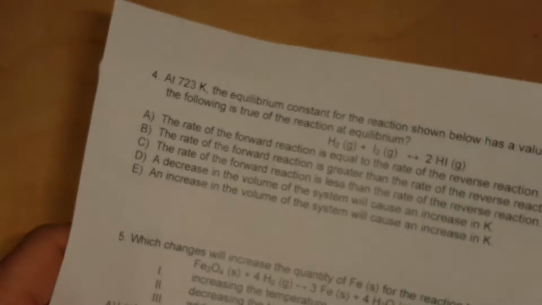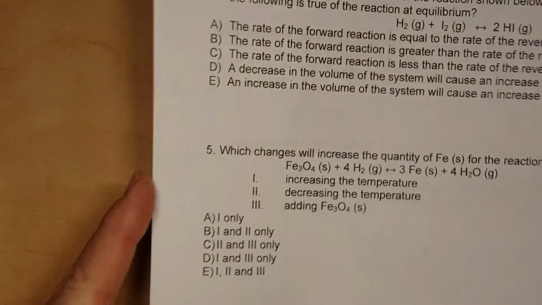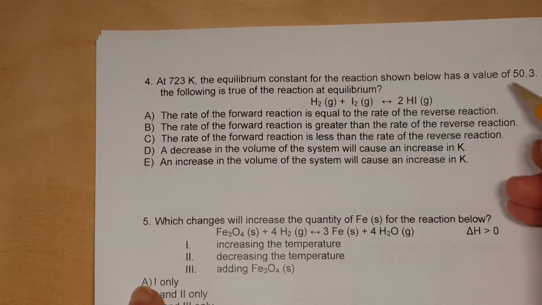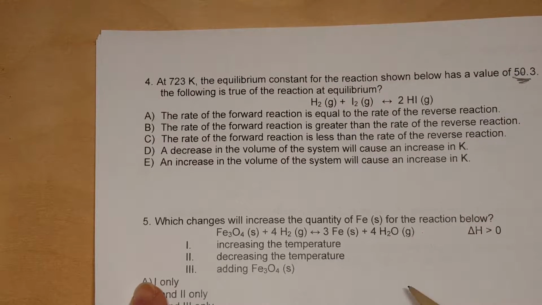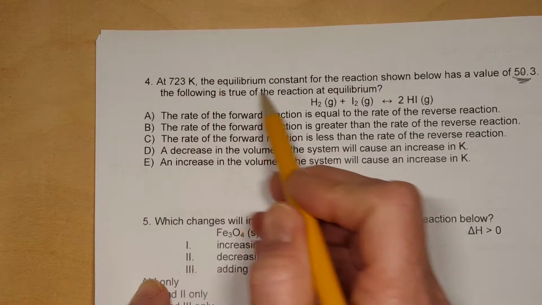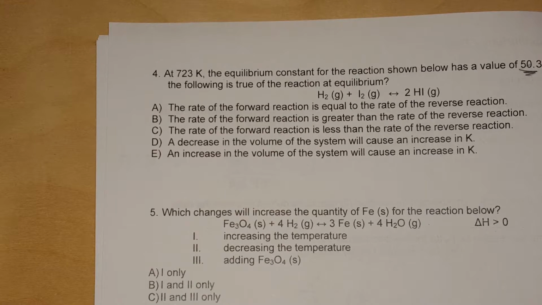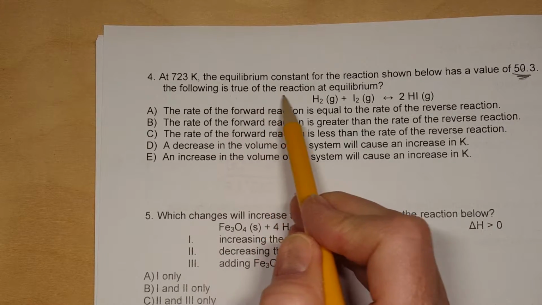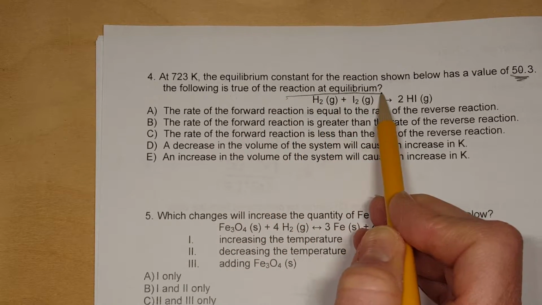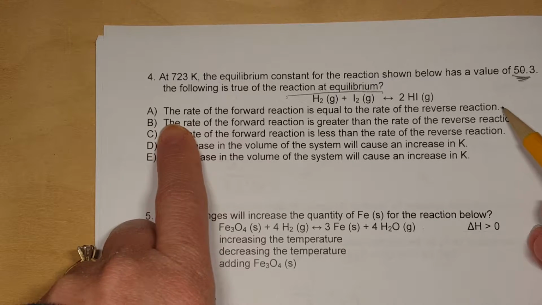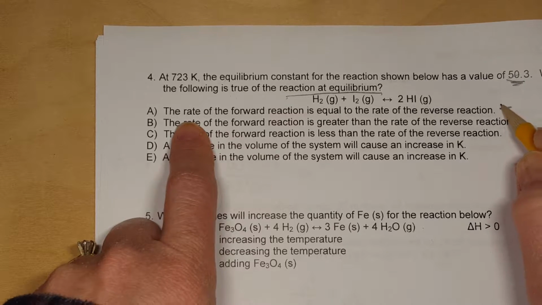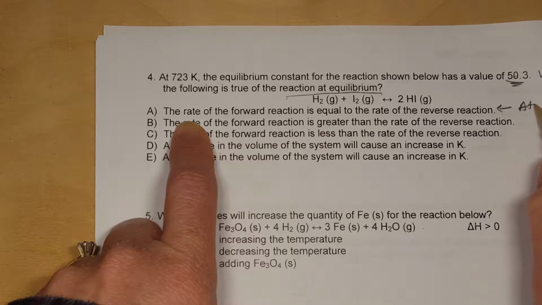Okay, number 4. At 723, the equilibrium constant for the reaction has a value of 50.3. That's big. Which of the following is true of the reaction at equilibrium? Okay, and we have 5 choices. The rate of the forward reaction is equal to the rate of the reverse reaction. That is always true at equilibrium.